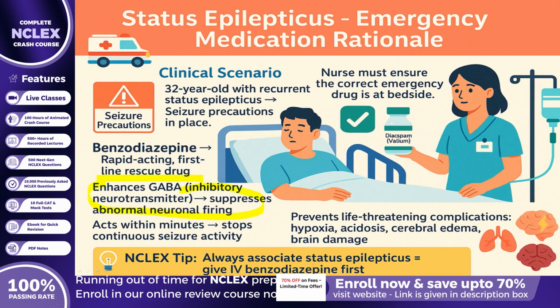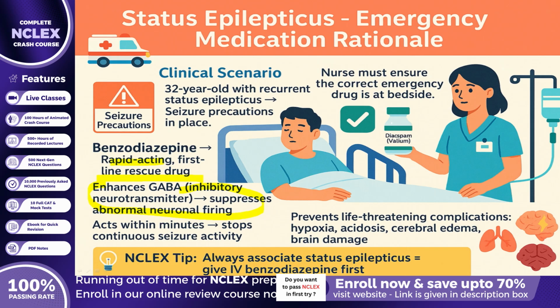By boosting GABA activity, diazepam quickly suppresses the abnormal neuronal firing that drives continuous seizure activity. Status epilepticus, defined as a seizure lasting more than 5 minutes or recurrent seizures without regaining consciousness, is a true neurologic emergency. Without rapid pharmacologic intervention, complications such as hypoxia, metabolic acidosis, cerebral edema, and permanent brain damage may occur.